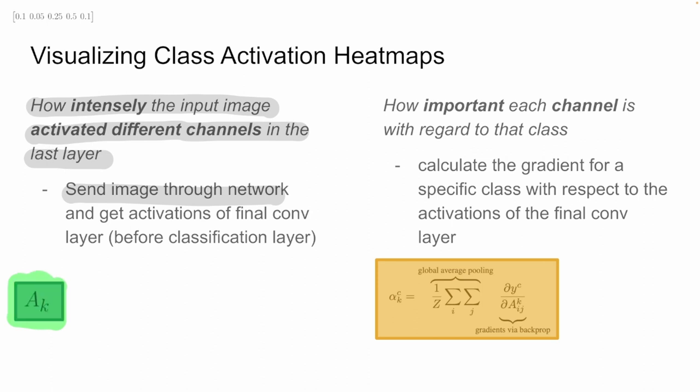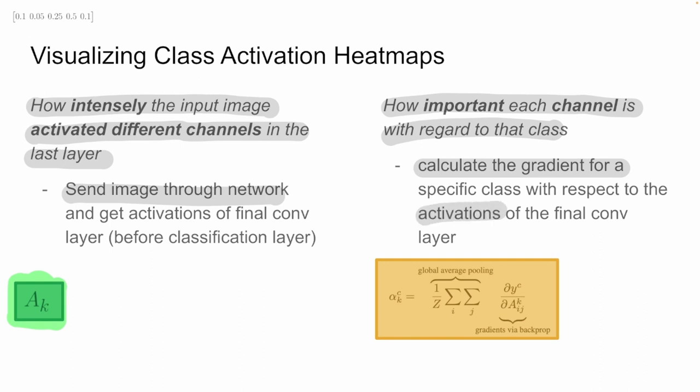Next, we need to figure out how important each activation is with regard to our class. In other words, if a network thinks something is a cat, what features need to be present in order for it to think that that is a cat? There will be some features that are really important, some that are sort of important, and some that don't matter at all. In order to calculate how important each of these features are, we have to calculate the gradient for a specific class with respect to those activations.